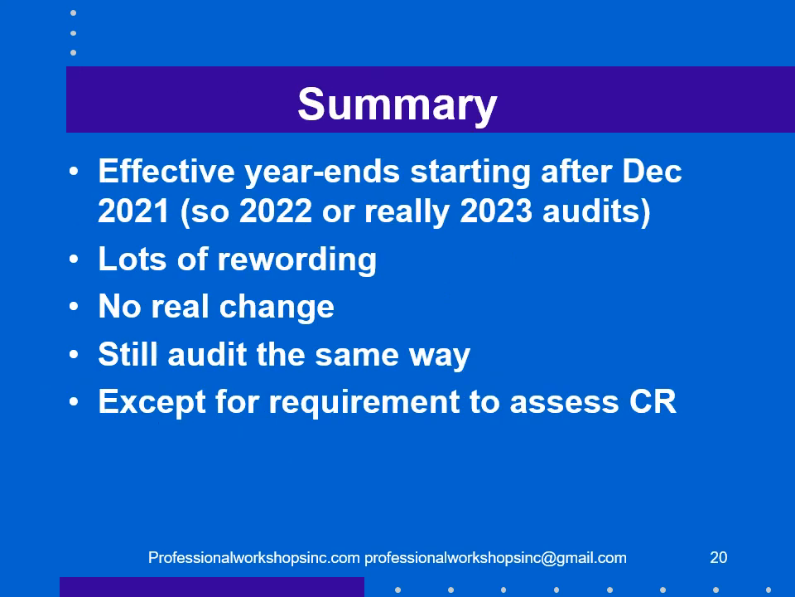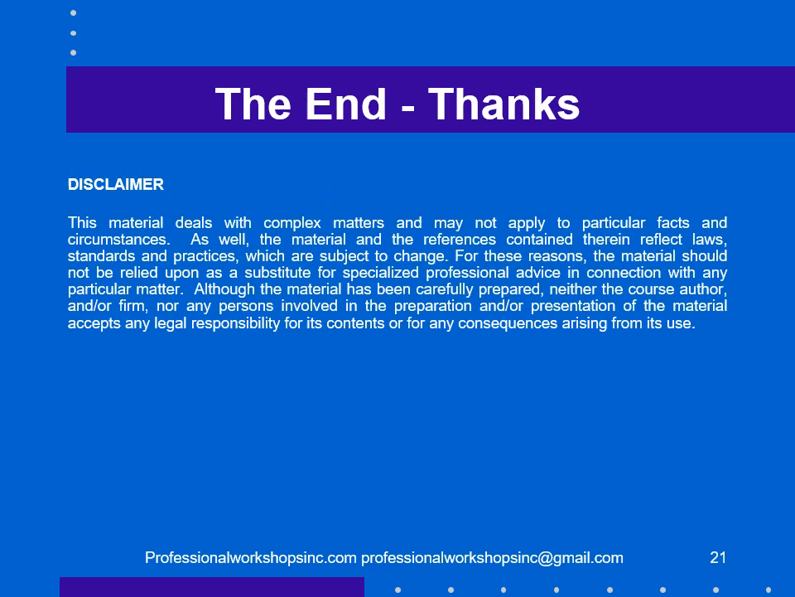So this is effective for year-ends starting after December 2021. So that means it will be effective for a December 2022 year-end, which means this won't apply until the 2023 audit. So it's quite a ways out. Lots of rewording of the section, but no real change. We're still going to audit the same way. And except for the requirement to assess control risk, no real change. So depending on how much of a change this is for you, you have until early 2023 to revise your audit approach. So thanks for listening.